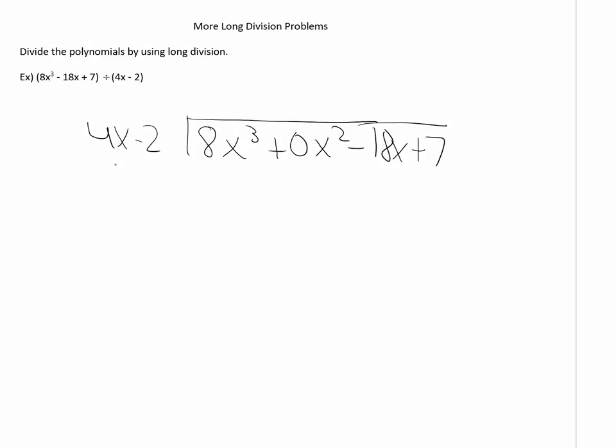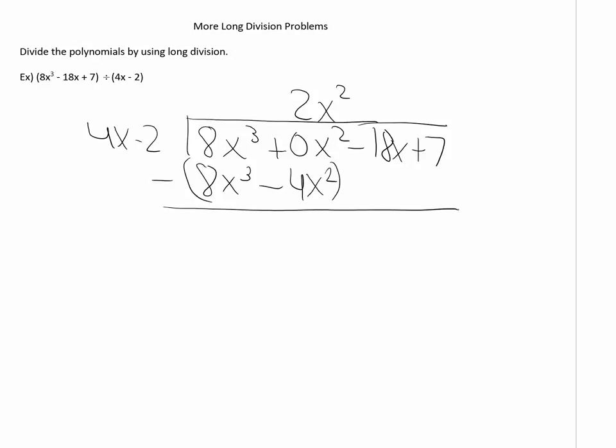So I ask myself, what do I multiply this leading term by to get this leading term here? Well, 4x times 2x squared gets me to 8x cubed. So I'm going to put 2x squared. Take 2x squared times 4x, that is 8x cubed. 2x squared times a negative 2 is negative 4x squared. Subtract. On the side, this is 0 minus a negative 4x squared plus a positive. That's 4x squared. Bring down the next term, which is negative 18x.